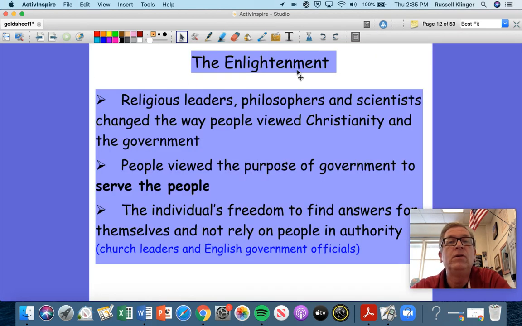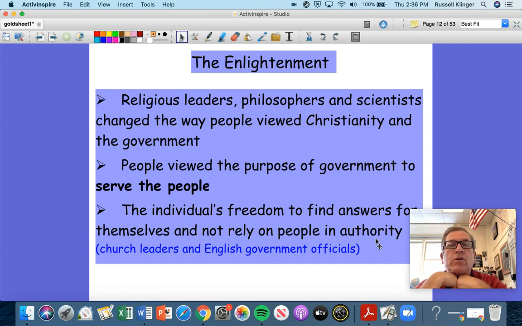Right? So when we think about the influences of the Enlightenment, religious leaders, philosophers, and scientists are going to start to change the way that people viewed Christianity and the role of government in society. People viewed the purpose of government as serving the people, right? The individual's freedom to find answers for themselves and not rely on people in positions of authority like kings and queens becomes the focal point, the center of what Enlightenment thinking is about.